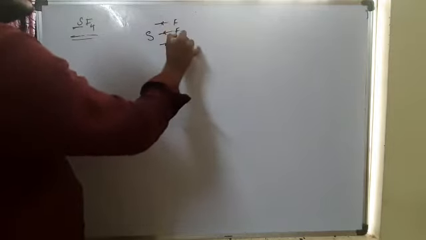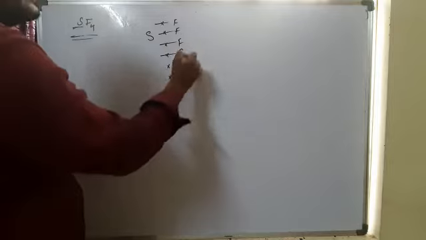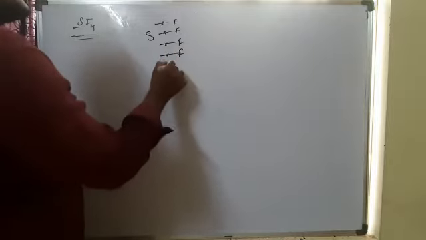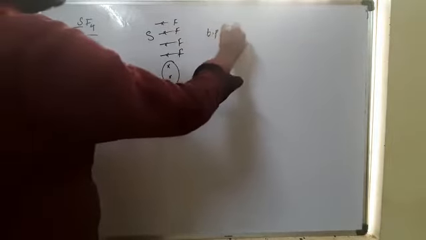Each fluorine forms one bond with sulfur using one electron. So here fluorine, here fluorine, here fluorine, and here fluorine. Then the remaining 2 electrons make a lone pair. So there are total bond pairs.